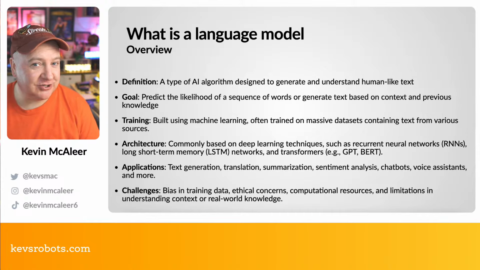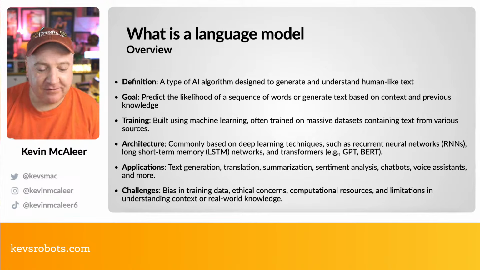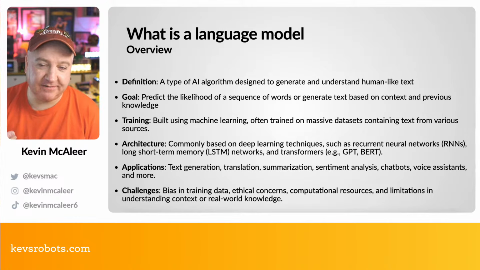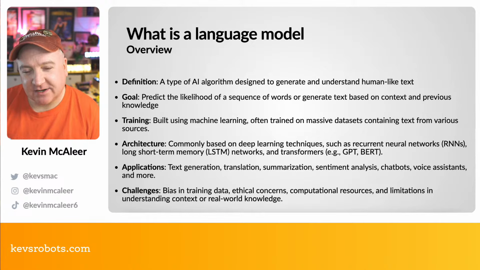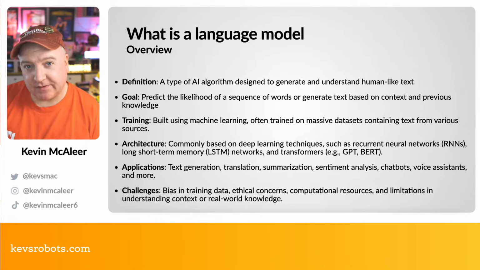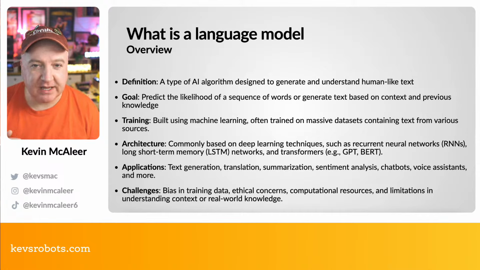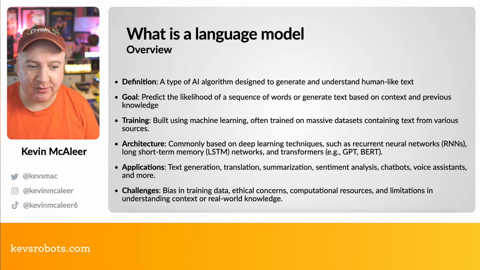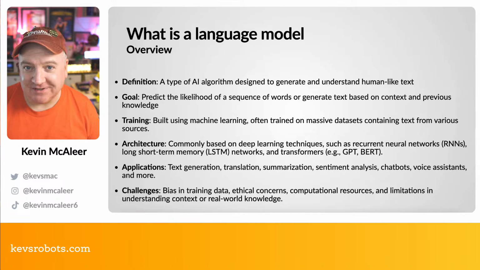And then some of the challenges. This is really interesting. If you're bringing in loads of different text from different sources, where has that text come from? Who are the people who've authored that text, and what are their biases? Because you're going to build that into your model. So you need to be really conscious and mindful about how you treat bias in your training data. There's ethical concerns as well.